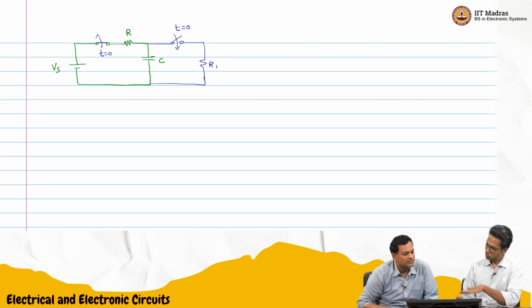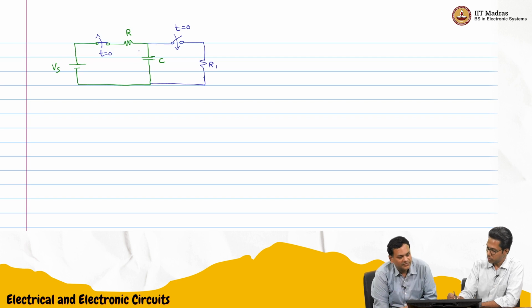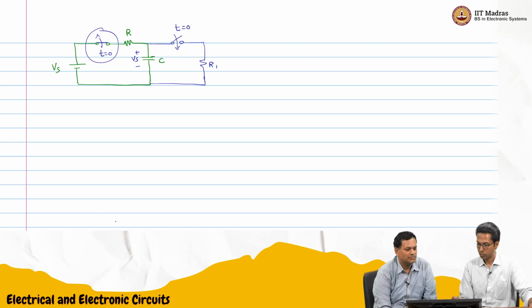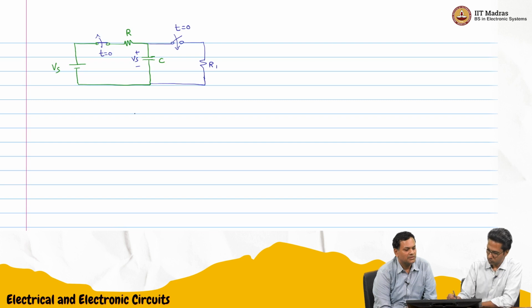If the switch positions were like this for a long time, then what we found was this will charge to Vs. Then this is open, this is closed. I think we have solved some circuit like this.